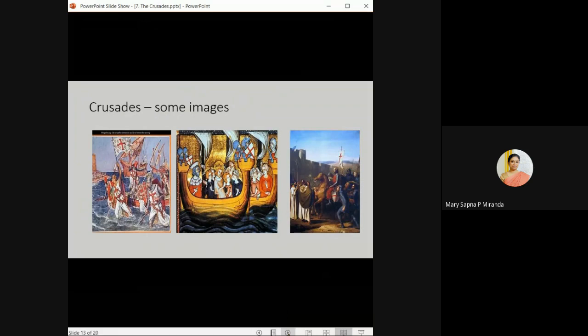Here we have some images of crusades, some paintings. You can see the red cross imposed against a black background, the flags they used to carry when they went to war. So by water, by land, they traveled towards the Holy Land.